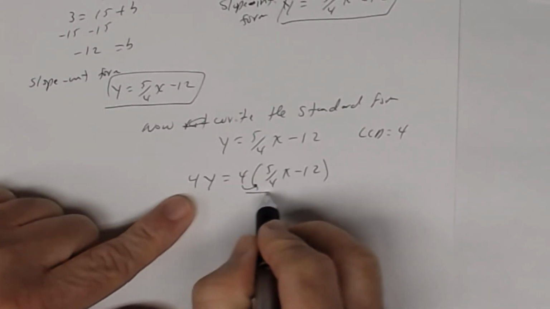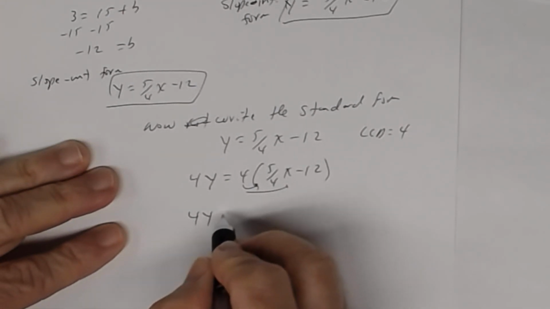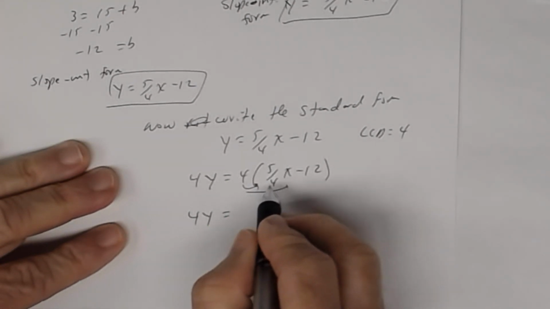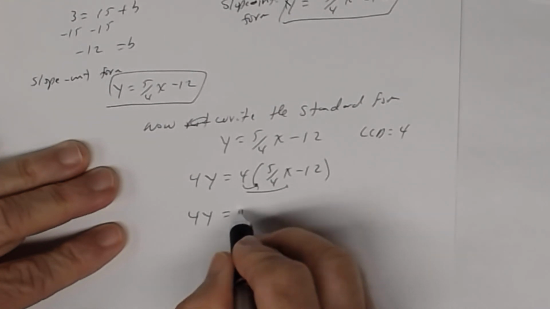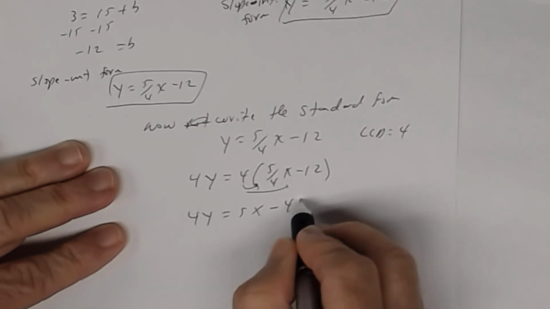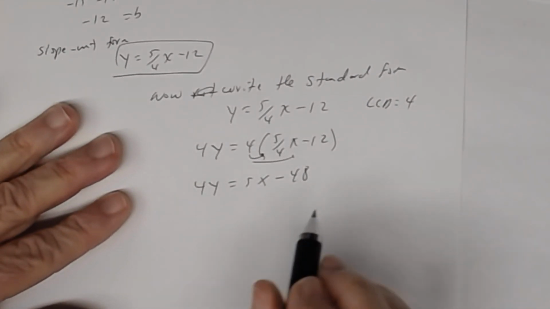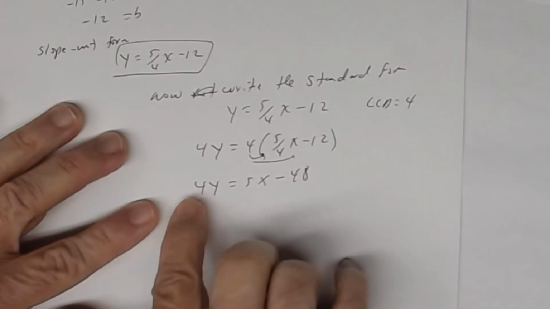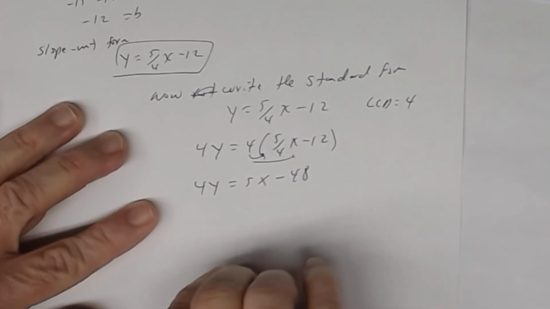Now I'm going to distribute the 4 here. So I get 4y equals 4 times 5/4 x is just 5x, minus, and then 4 times 12 is 48. Okay? And then notice, no fractions. All these coefficients and the constants are integers.